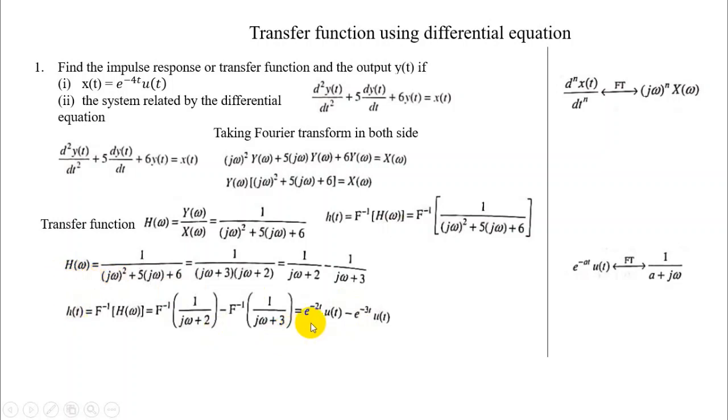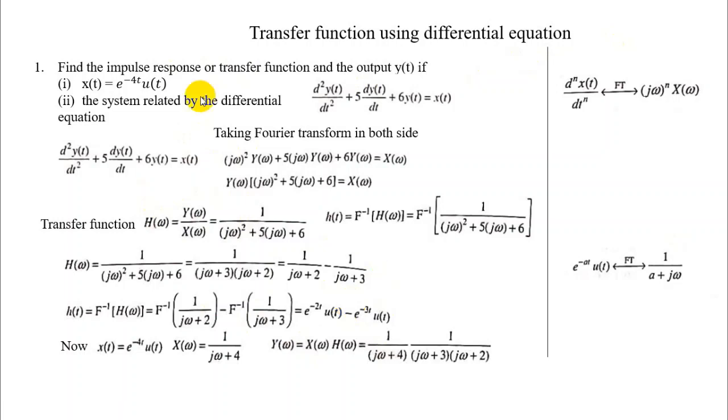So what is the significance of h(t)? h(t) is nothing but the impulse response of the system. When you are asked to determine the transfer function, you will determine that. When you are asked to determine the impulse response, this is the function you need to determine.